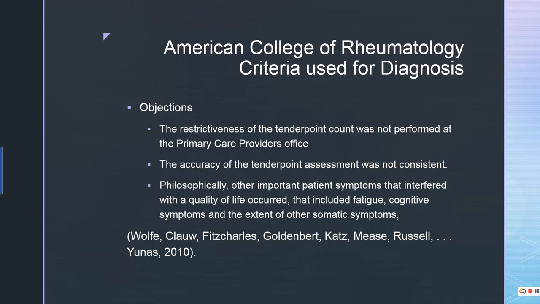Over time, several practical and some philosophical objections occurred. The tender point count was not performed at the primary care provider's office, where most of the patients presented with a chief complaint of pain. The accuracy of the tender point assessment was not consistent. Philosophically, other important patient symptoms that interfered with quality of life occurred, that included fatigue, cognitive symptoms, and the extent of other somatic symptoms. Further research was performed, which developed into the 2010 ACR diagnostic criteria.